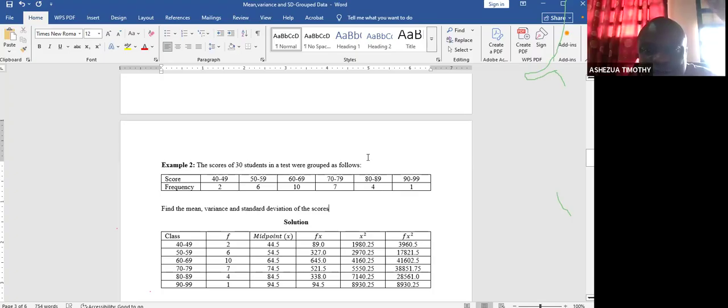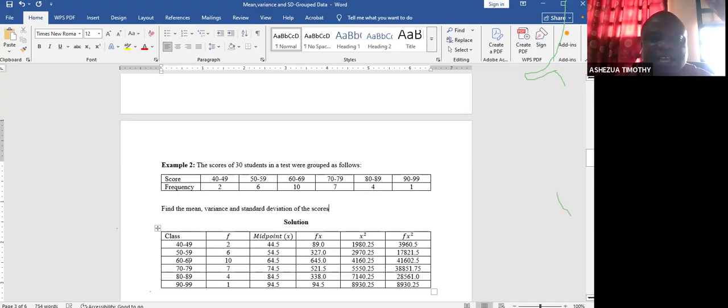The scores of 30 students in the test were grouped as follows. Between 40 to 49, we have 2 students. Between 50 to 59, we have 6. 60 to 69, we have 10. 70 to 79, we have 7. 80 to 89, we have 4. 90 to 99, we have 1. Therefore, you are required to find the mean, variance, and standard deviation of the scores.